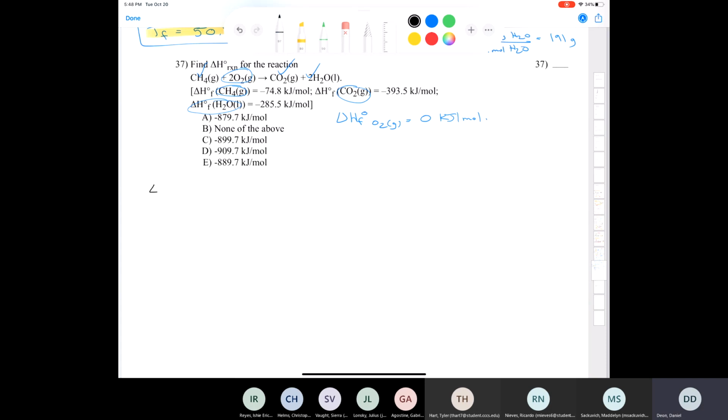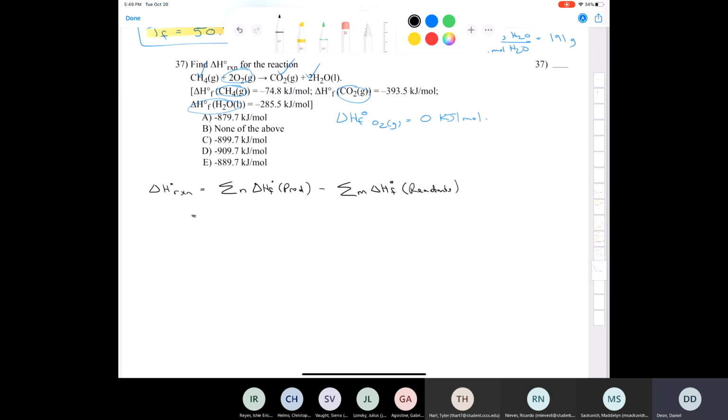Now you might remember this equation that the delta H naught for a reaction is equal to the sum of the stoichiometric coefficients multiplied by the delta HF of the products, minus the sum of the stoichiometric coefficients multiplied by the delta H of formation of the reactants.